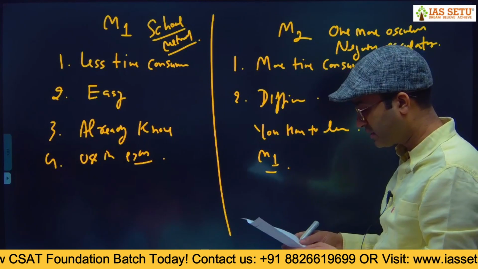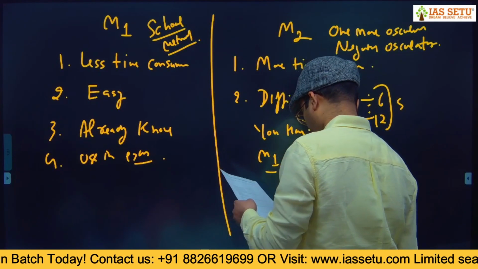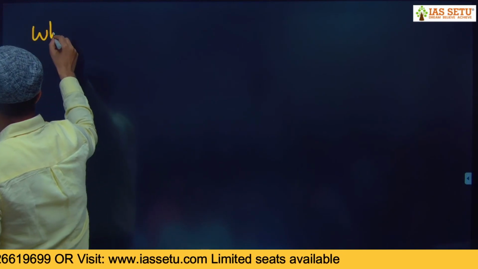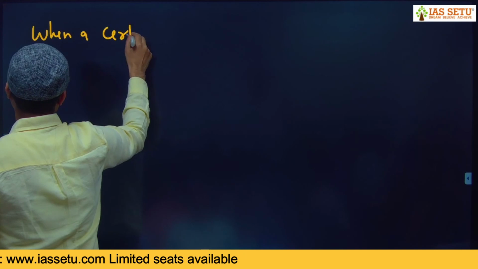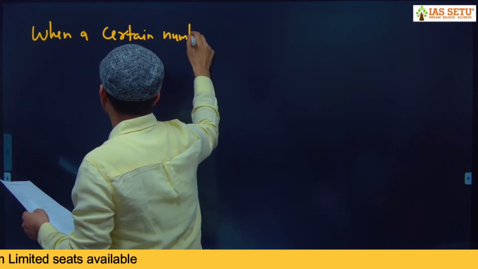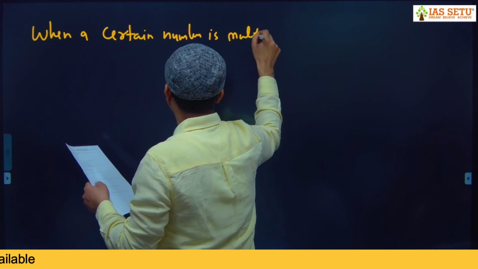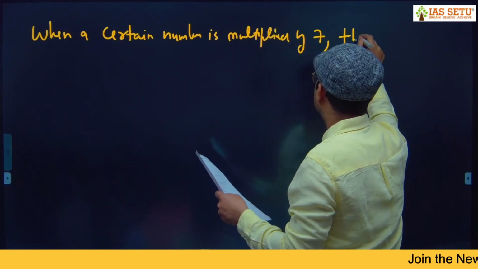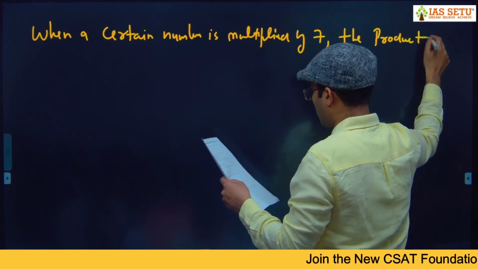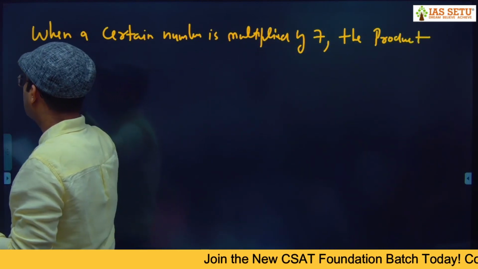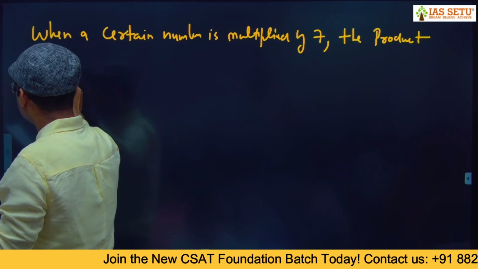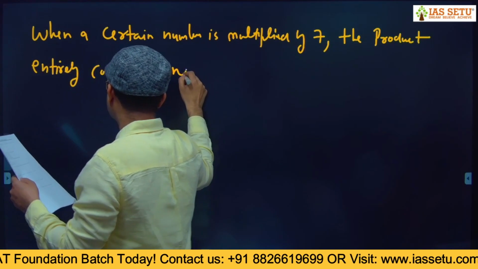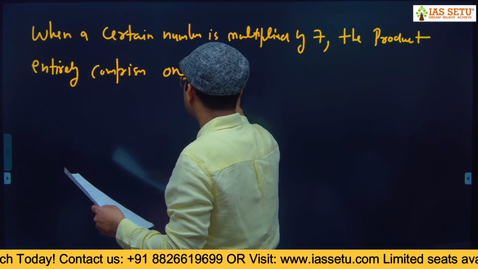Now here I will discuss a question asked on divisibility of 7. One question they asked in 2021. I write on the board: when a certain number is multiplied by 7, the product entirely comprises ones only. UPSC is such a wonderful body.